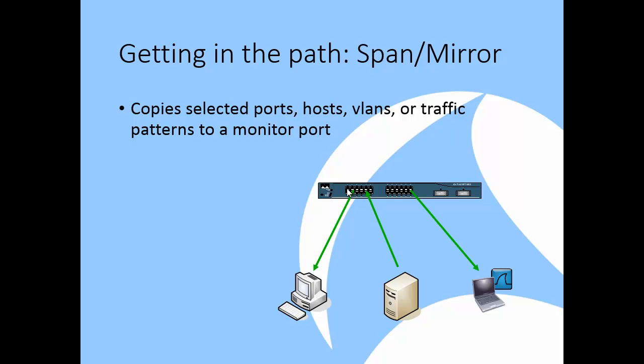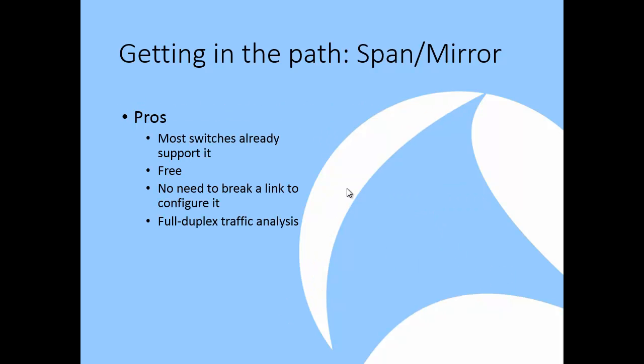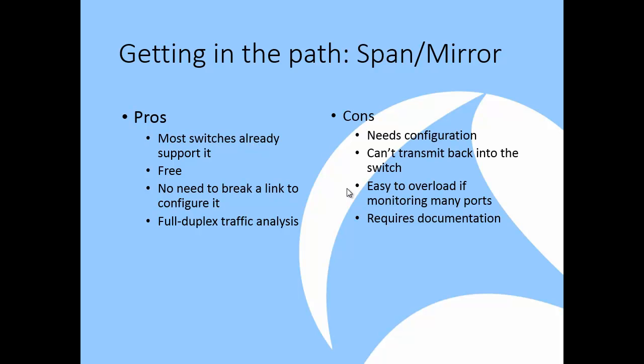A span mirror, what does that mean? Well, this will copy on selected ports, hosts, VLANs, or traffic patterns. It'll copy those things to a monitor port. Now there's some pros and cons. The positive aspect of a span mirror is a lot of switches already support it. We can log into the configuration and all we need to know is the commands to enable it, and there we are. It's free. It's built into the infrastructure, and we don't need to break a link to configure it. Also, it's full duplex traffic analysis. We can see traffic in both directions, and we can send that traffic over to our analyzer.